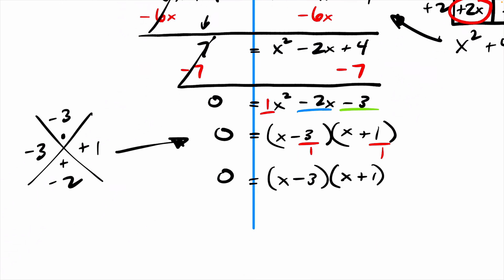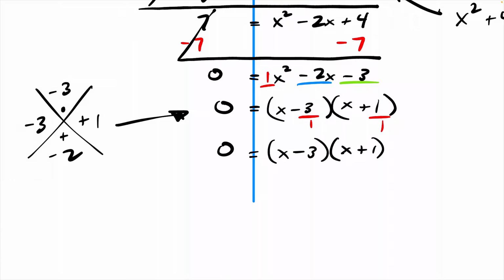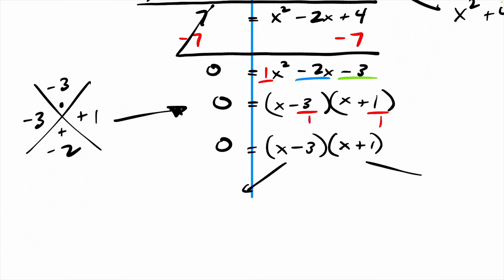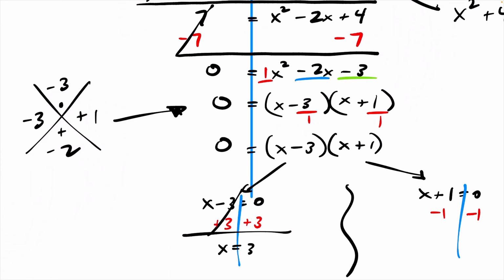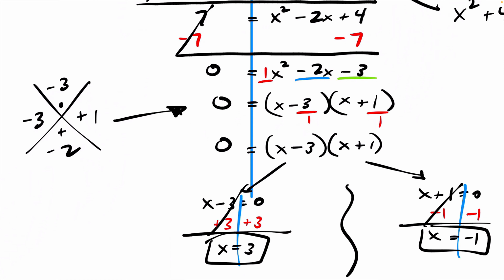Okay. How many answers are we going to get? 2. 2. Some of you could do this in your head. You're like, oh yeah, I'm going to get this and that. Go for it. If you don't remember how we got our 2 answers, I'll do the step. Set them equal to 0. So on one side, I'm going to add 3 to both sides. On the other side, I'm going to subtract 1 from both sides. So I get 2 answers. Positive 3, negative 1.